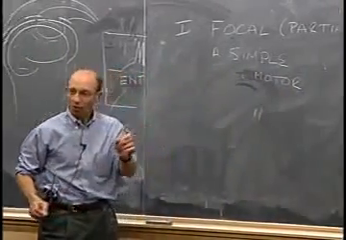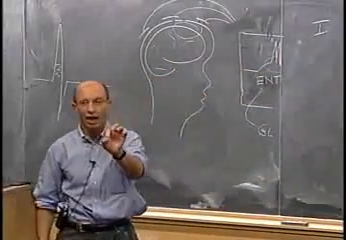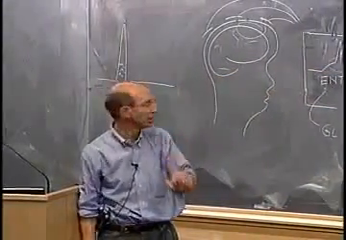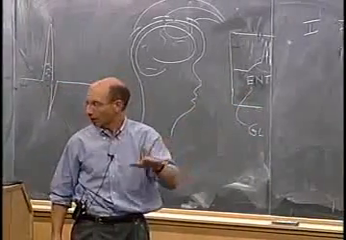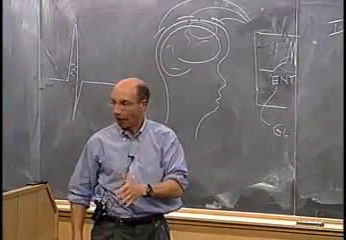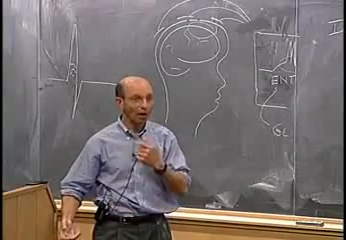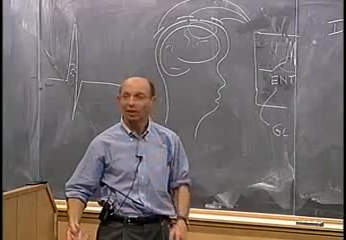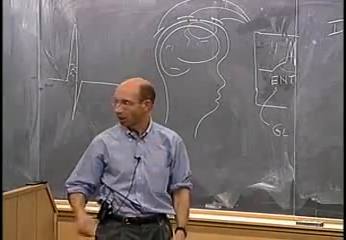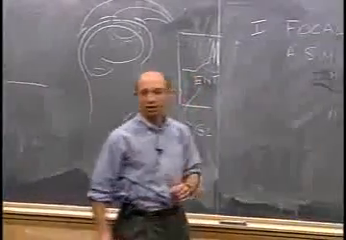Okay? Focal, because the seizure is constrained to one region of the cortex. Simple, because consciousness is not at all involved. As this seizure is going on, although I might have some problems speaking during it, I'm fully aware and I can talk to you. And it's motor because that's the manifestation.